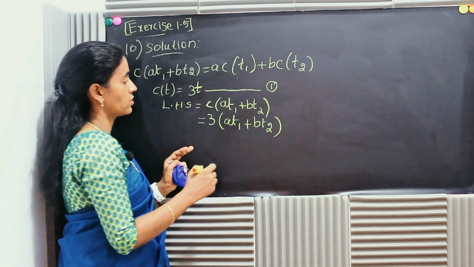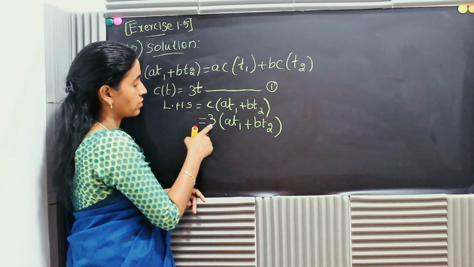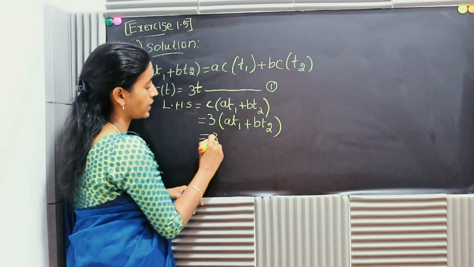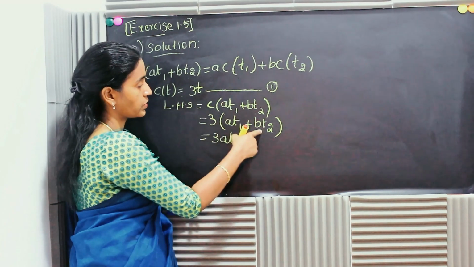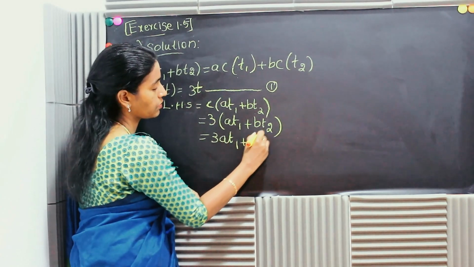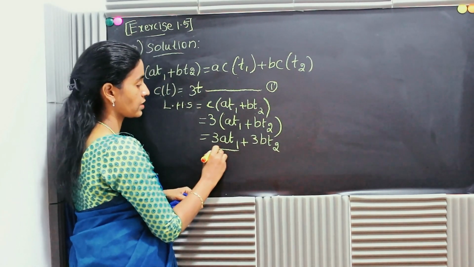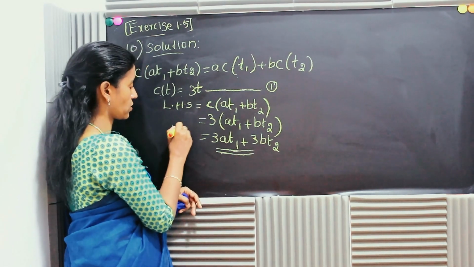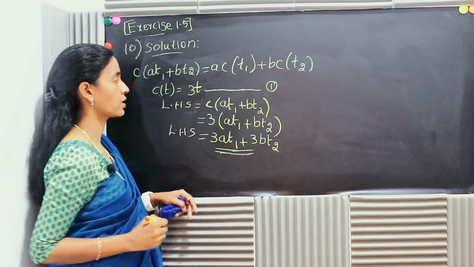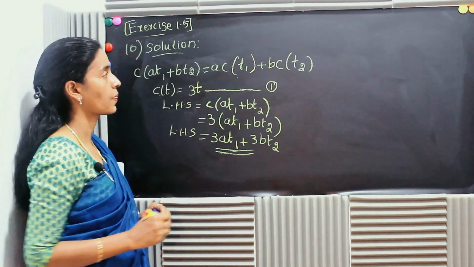Just we have compared this equation with this equation. So if you are multiplying 3 with a t1, we'll be getting 3 a t1. And if you are multiplying 3 with b t2, we'll be getting 3 b t2. This is the simplification of LHS.